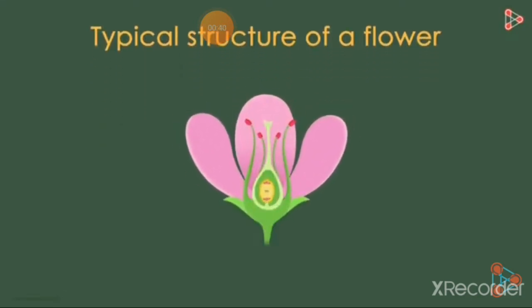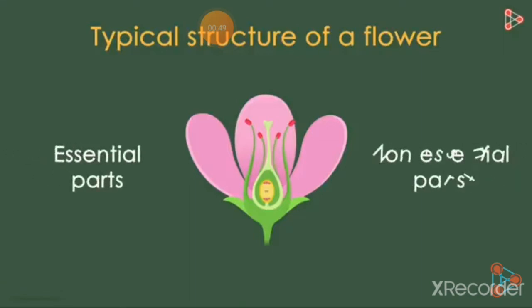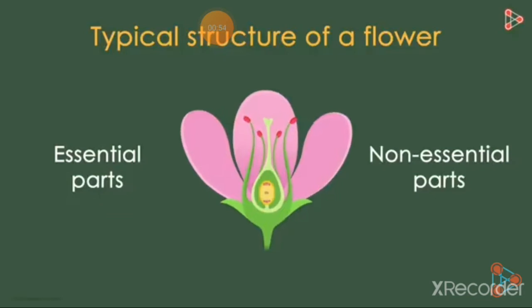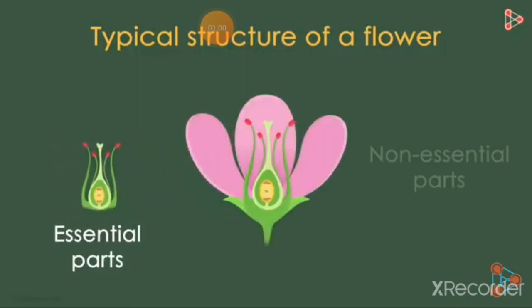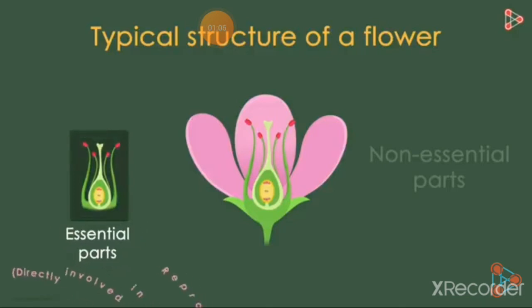A flower has mainly two components. Now, what do we mean by this? Every flower is mainly composed of two parts. They are the essential and the non-essential parts. Do we know what these are? The parts of a flower, such as the stamen and the pistil, which are the reproductive parts, are the essential parts. Their function says it all. These are essential because they are directly involved in the process of reproduction.